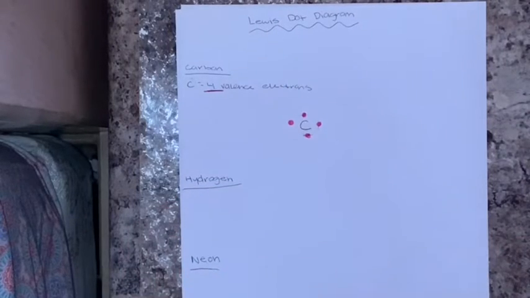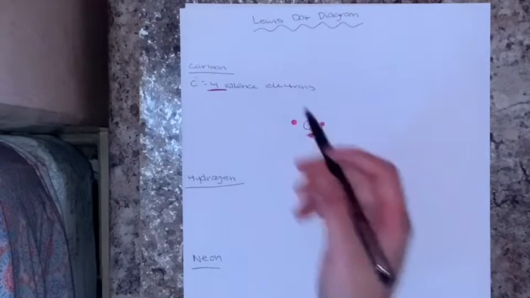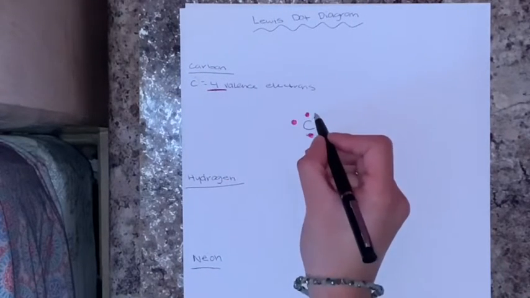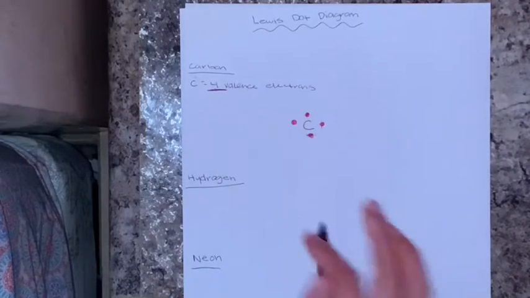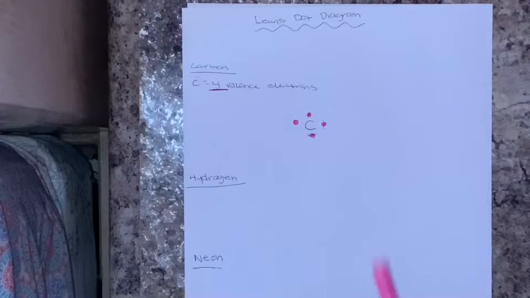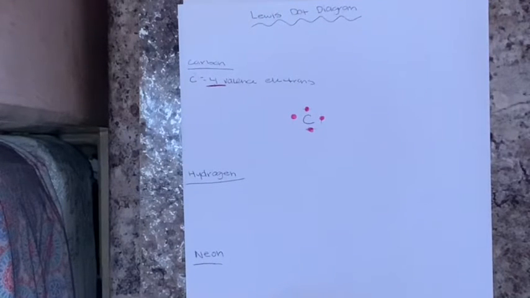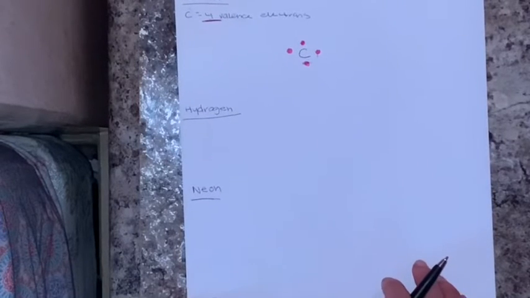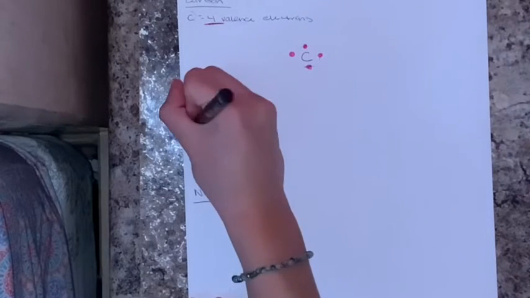And just like that, that is the Lewis dot diagram for the single atom carbon. And if we had more electrons, we would distribute them and put them next to the existing electrons. But since we just have 4, we're just going to leave it like that. And remember, you want to separate the electrons and not put them in a pair unless you have more electrons.